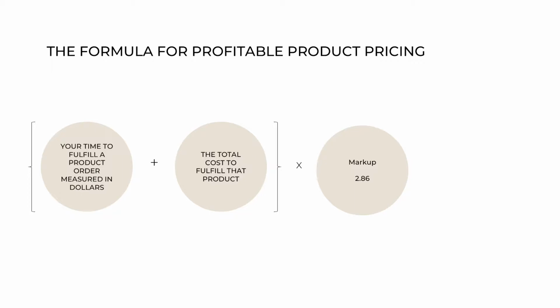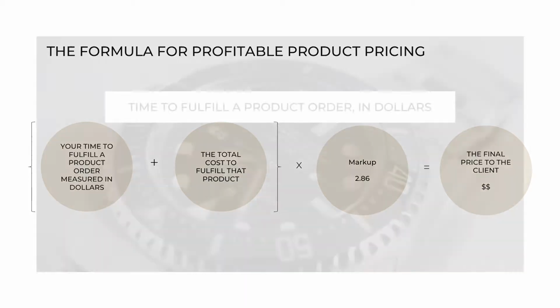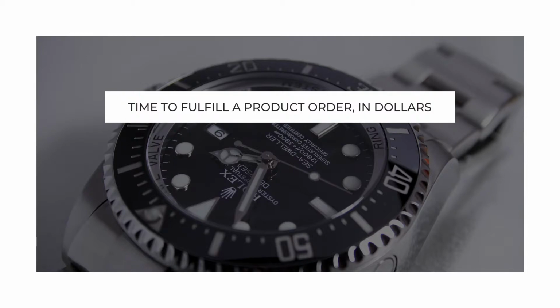is the minimum markup you should do. And now this equals the final price to your client. Okay, there you go, final price to the client. Let's go through each element of the formula, all right? First off is your time to fulfill a product order in dollars.